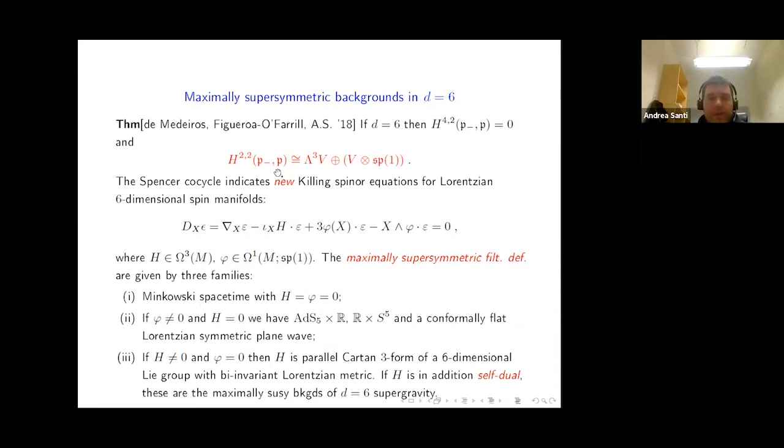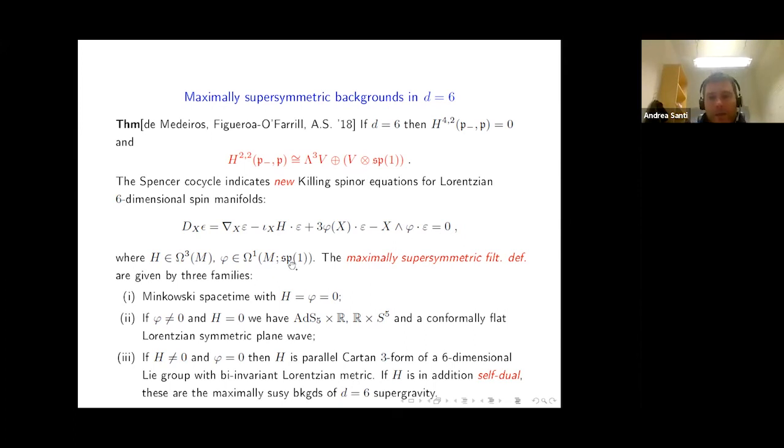So in this case, in dimension six, H^2_2 is three-forms and one-forms, which are Sp(1)-valued. And the Killing spinor equation that you get is given by this formula here. So you get the Levi-Civita connection, you contract the three-form with the vector, so you get the two-form acting via Clifford multiplication on epsilon. If you focus on this term here, this can be interpreted as the spin connection associated to a metric connection with torsion. And then you have this extra contribution coming from phi, which is an Sp(1)-valued one-form. Sp(1) here is because the relevant Clifford module is two-dimensional quaternionic.